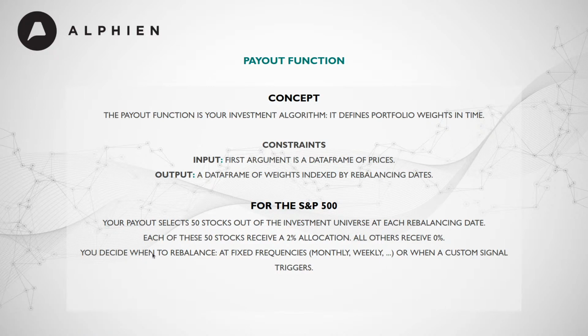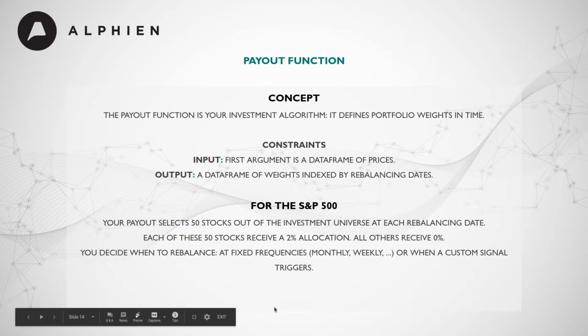About the rebalancing date, you choose. You can decide to rebalance at fixed frequencies every month, every week, or at a custom frequency. So if your signal triggers one time in a week, and then a month later, and then 2 days later, then that's totally discretionary to you. This is what your payout should determine, basically.